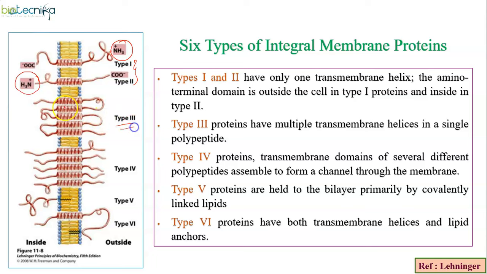Type 3, you will find multiple transmembrane helices present within a single polypeptide chain, whereas in type 4, you have individual transmembrane domains and they will come together forming a channel. Type 5, they will have a lipid anchor. Type 6, they have a lipid anchor, along with that a transmembrane helix is also present. So a number of examples are present for each type of these membrane proteins, that means integral membrane proteins.